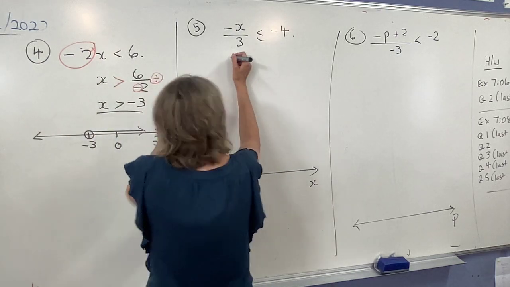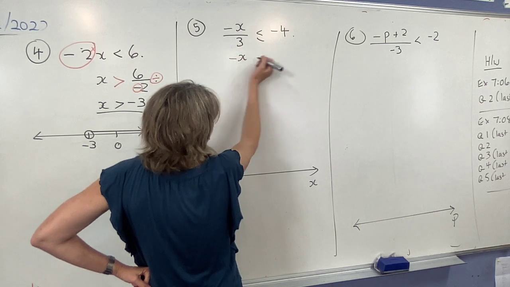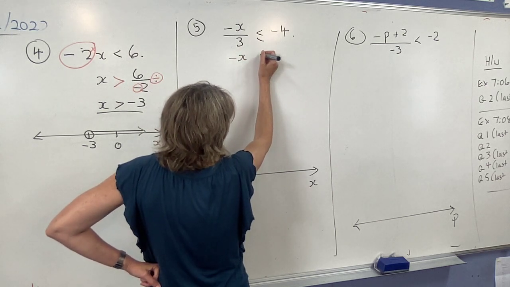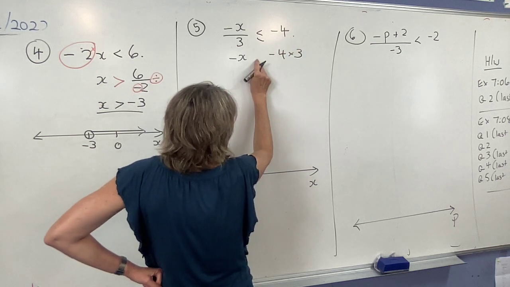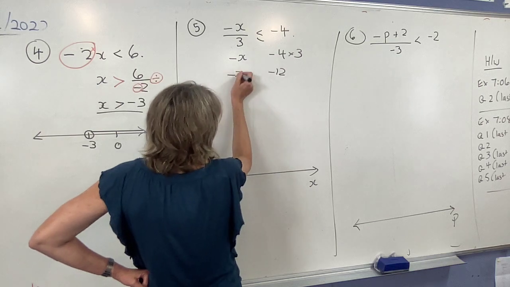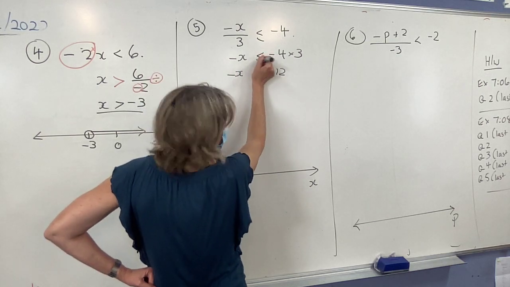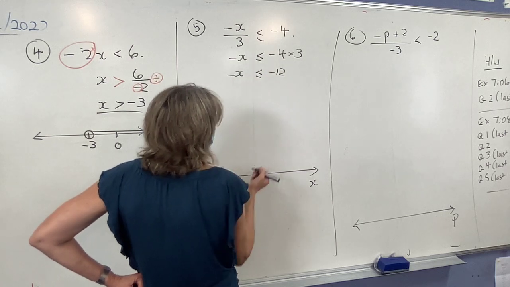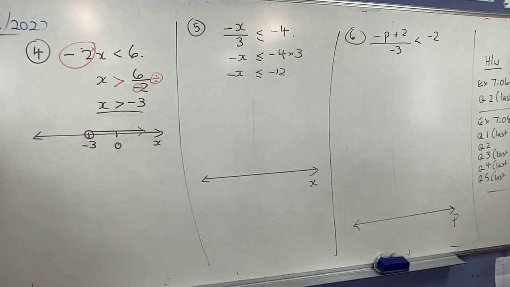So you take the 3 over, yep, and then it'd be minus x is, and then it'd be minus 4 times 3, yep, and then that works out to be 12. Oh, negative 12. Okay, what's the sign in the middle? The same as above. Same as above because we're not timesing by a negative. Continue. And then you take the negative 1 over, and then it'd be minus 12 over minus 1. Good.